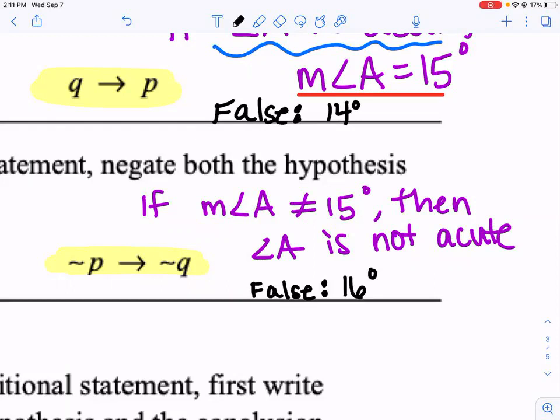Here is an angle that is not 15 degrees, but it is acute. Isn't 16 acute? It's not supposed to be acute, because I'm trying to make it false. I'm trying to make it false.